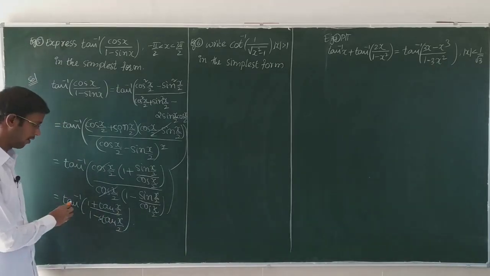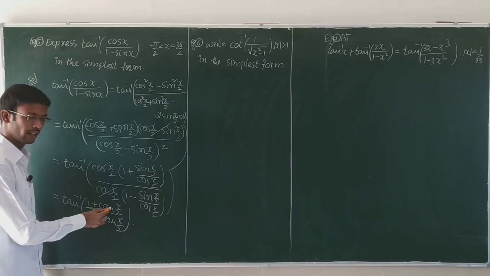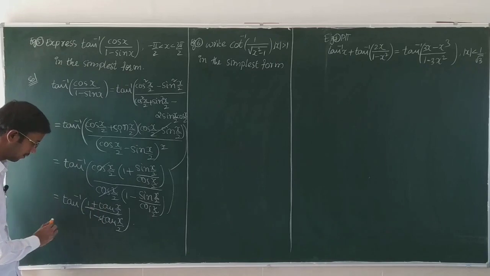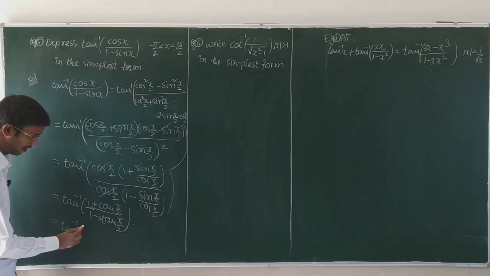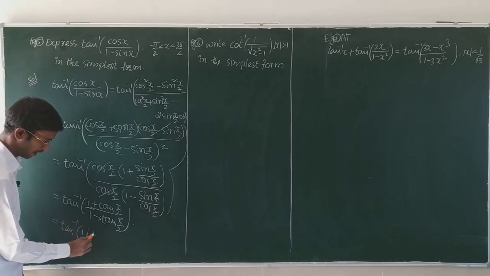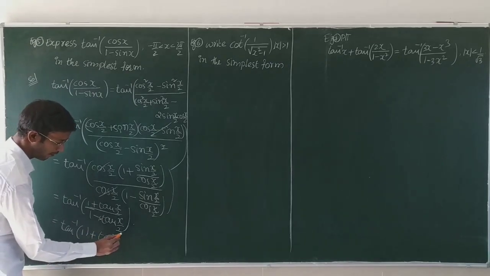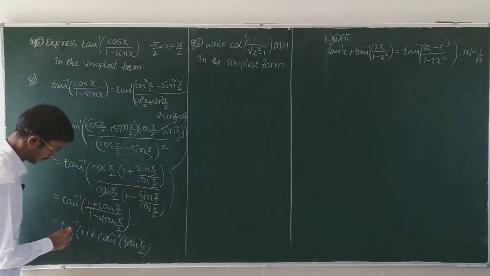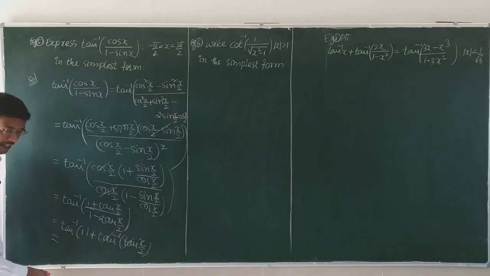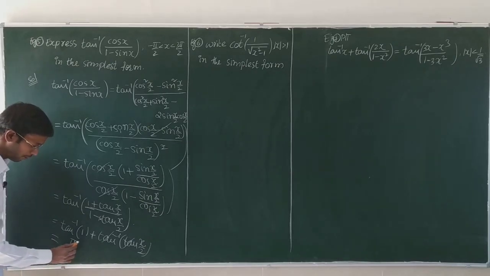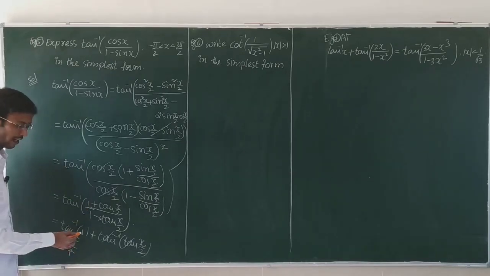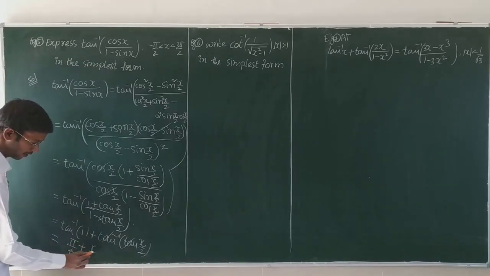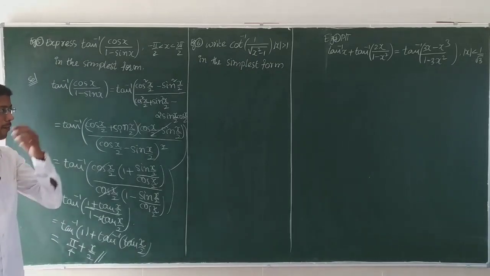Now it is in the form of tan inverse of x plus y by 1 minus xy. That is nothing but tan inverse of x plus tan inverse of y. Tan inverse of 1 is nothing but pi by 4. Why? Because tan 45. Tan inverse cancels, plus x by 2. This is the simplest form.